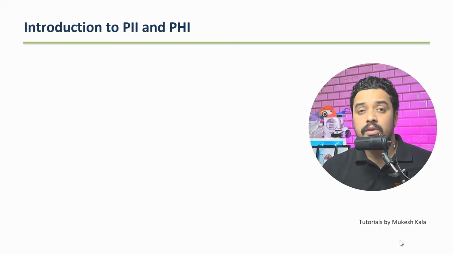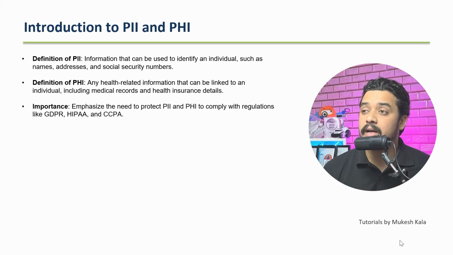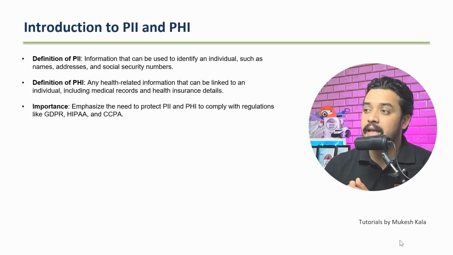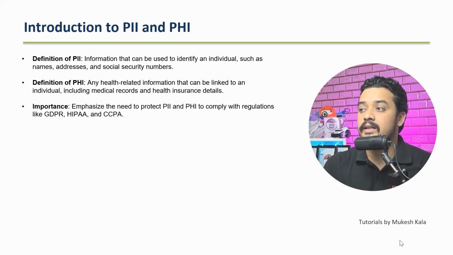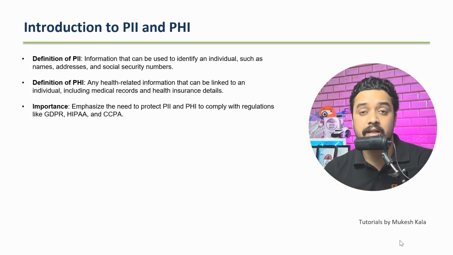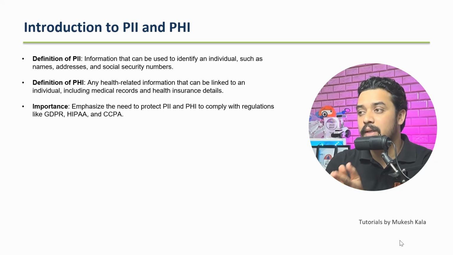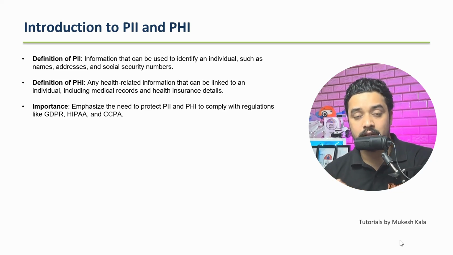Before directly getting into the technical side of it, it is important first for us to understand what exactly PII and PHI are. By definition, PII means information that can be used to identify an individual person, such as their name, address and social security number, whereas PHI is any health related data related to that individual, like the medical history, the insurance details, what medicine they are taking. So there are two kinds of personal data. One is PII, that is your personal information, and the other one is PHI, which is any health related information.